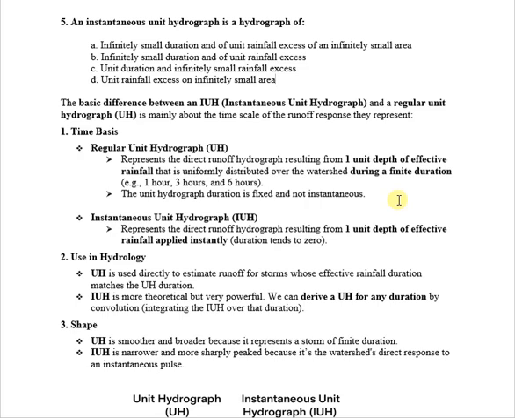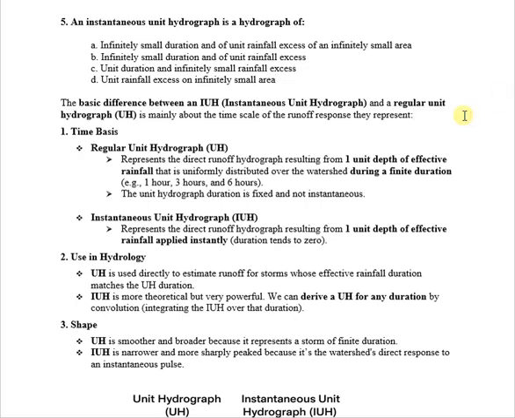So the question says an instantaneous unit hydrograph is a hydrograph of A, infinitely small duration and of unit rainfall excess of an infinitely small area, B, infinitely small duration and of unit rainfall excess, C, unit duration and infinitely small rainfall excess, D, unit rainfall excess on infinitely small area.